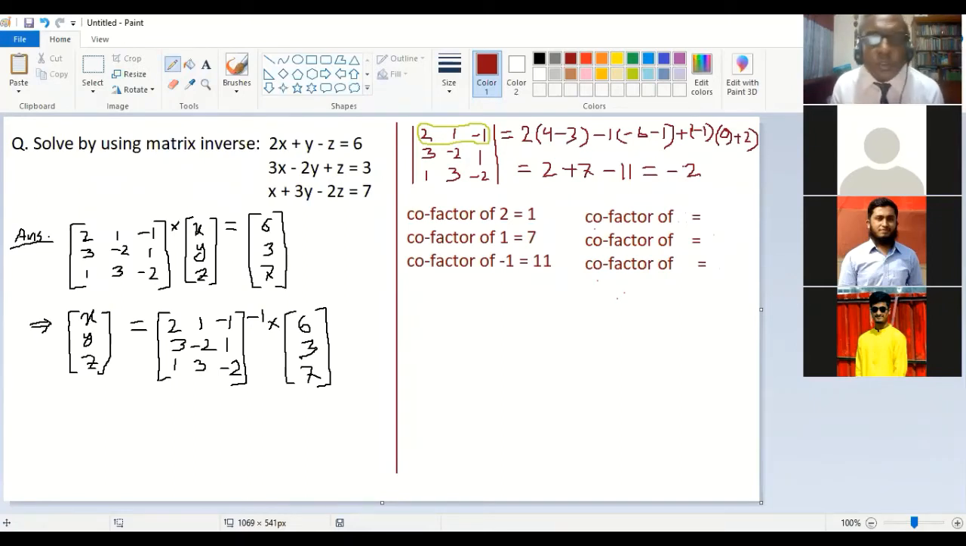Any other question? No, sir. So we will continue with the second row. First row is 2, 1, -1. Finish. Now second row is cofactor of 3, cofactor of -2, and cofactor of 1. Yes, correct. So we will do it one by one.